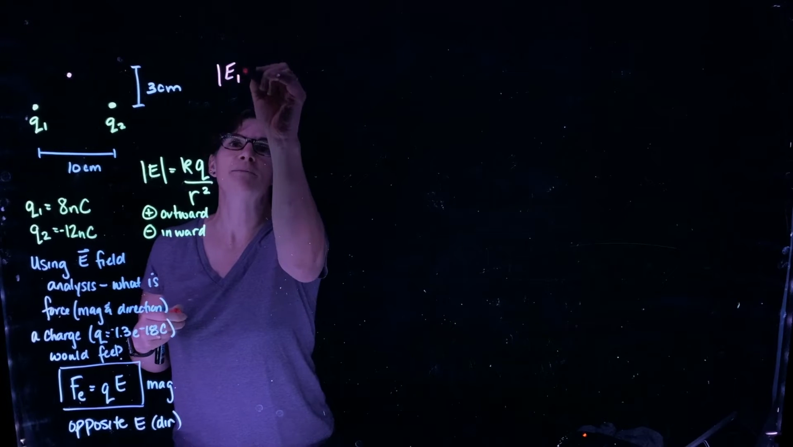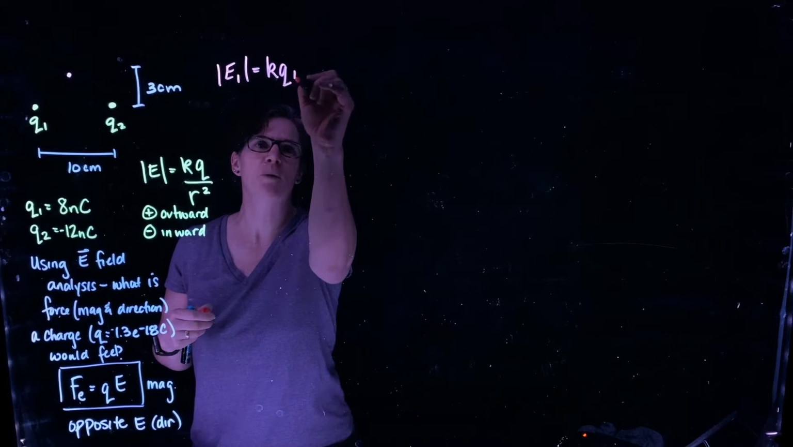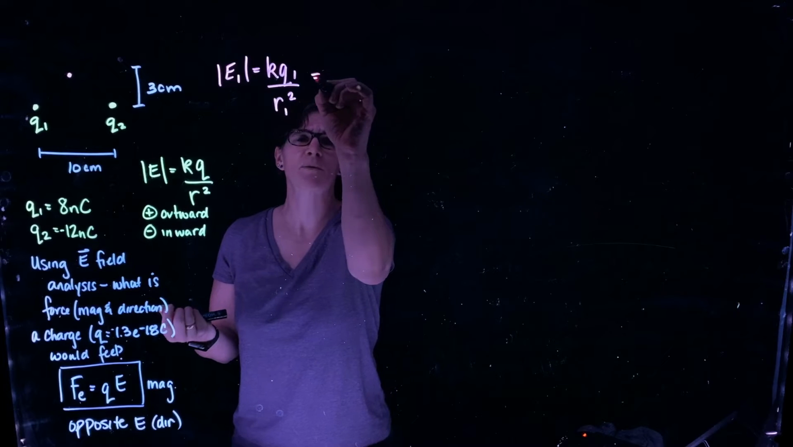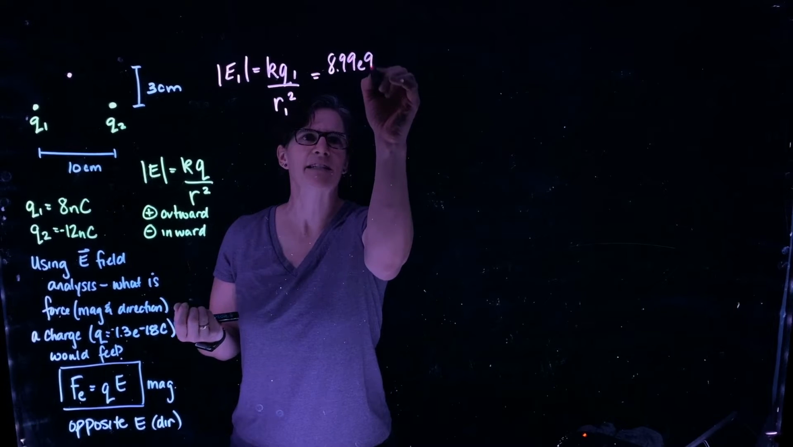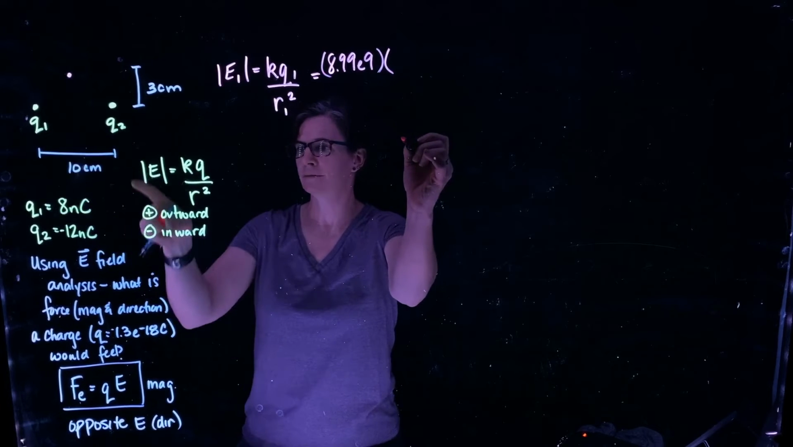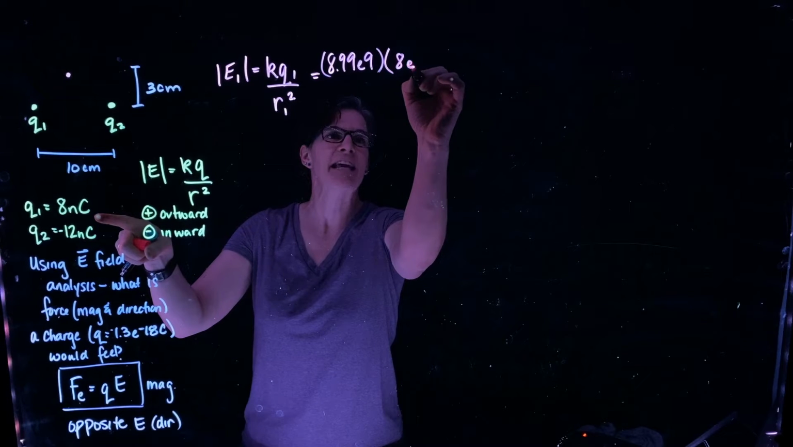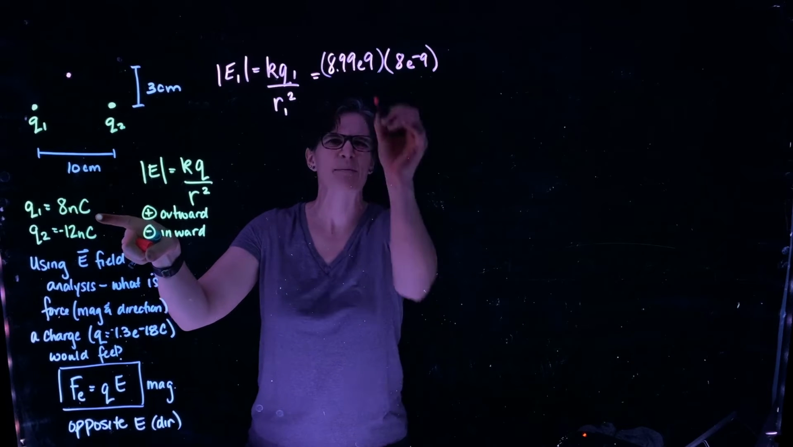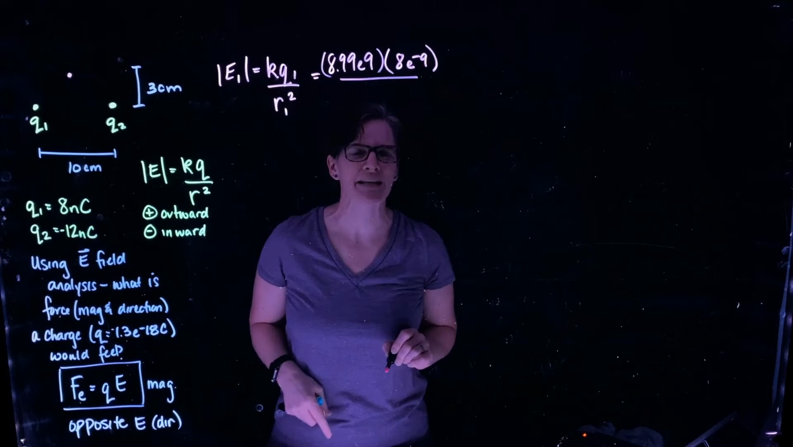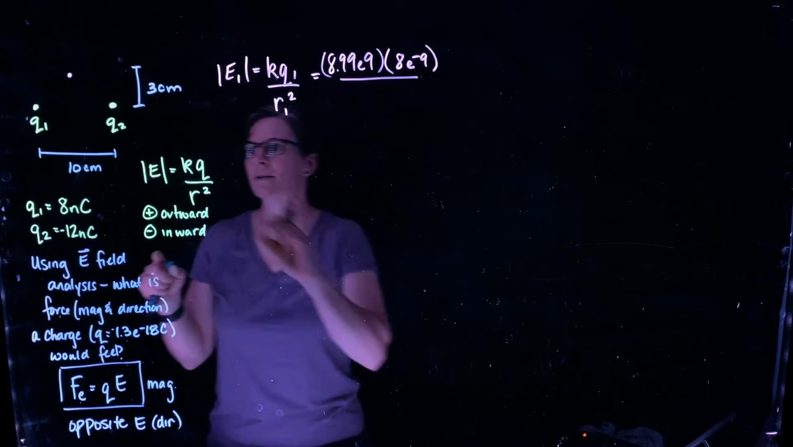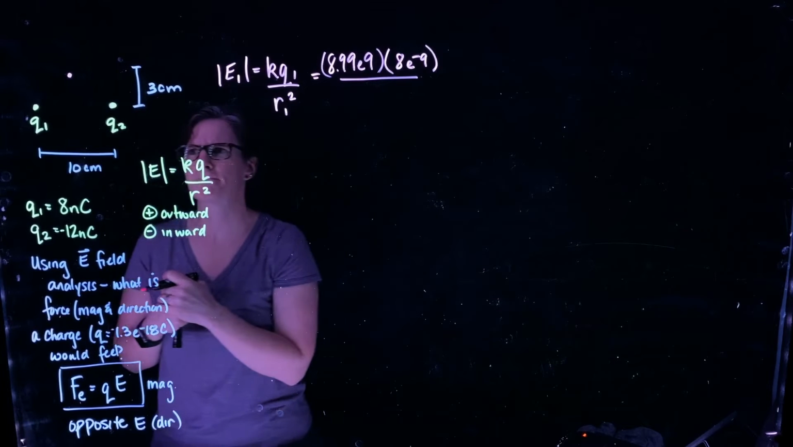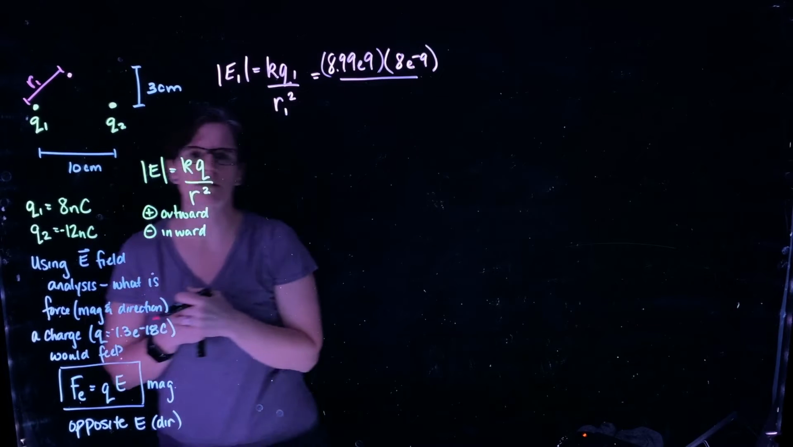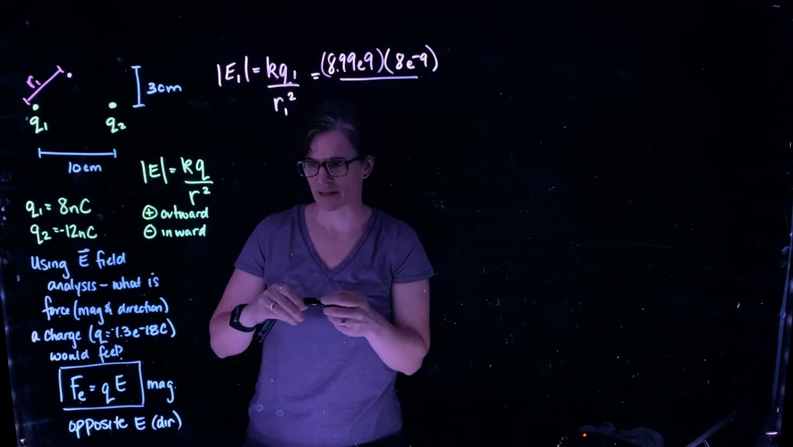So the electric field magnitude for charge 1 is K Q1 over radius 1 squared. Well, we know the value of K, that's our Coulomb's constant, so 8.99 times 10 to the 9th. Q is given as 8 times 10 to the negative 9th coulombs, nanocoulombs, and I have to divide that by the radius squared. I've got to figure out the radius between Q1 and my location. Well, this is the radius I'm interested in. So that's radius 1. How can I get that radius?